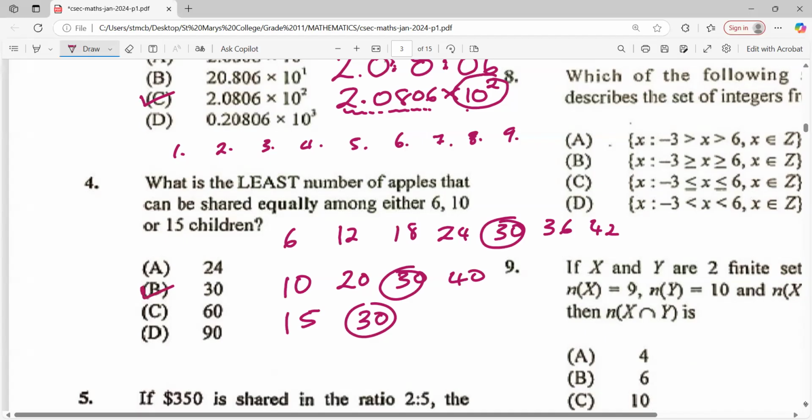Just like what we do in PEP, right? To find the lowest common multiple. All right. Let's move on to number 5.